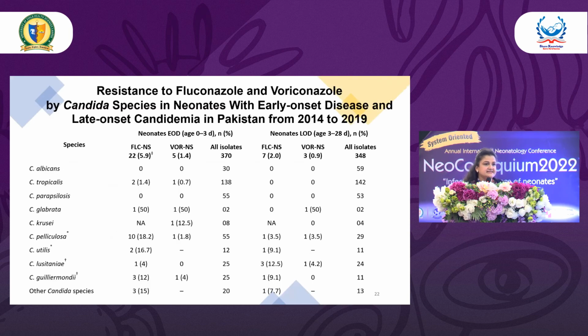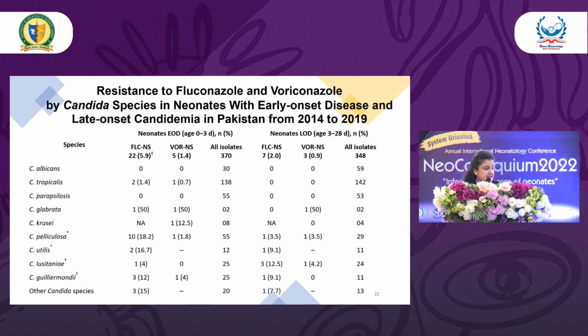This is the same study which is showing the resistance to two commonly used antifungal therapies, and this is for AKU, resistance to fluconazole and voriconazole by the Candida species. And we are looking at two types of diseases, early onset candidemia and late onset candidemia. So as you can see, for neonates with early onset disease, what you are seeing in the column, for Candida albicans, is the non-sensitivity with fluconazole and the non-sensitivity with voriconazole.